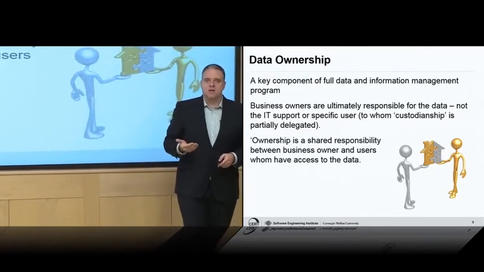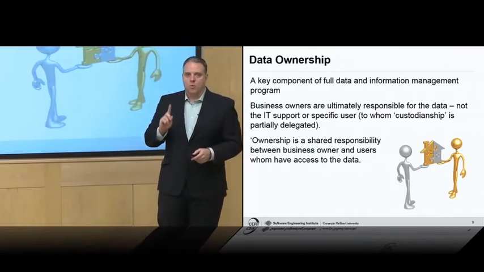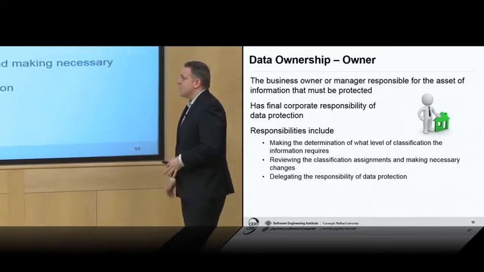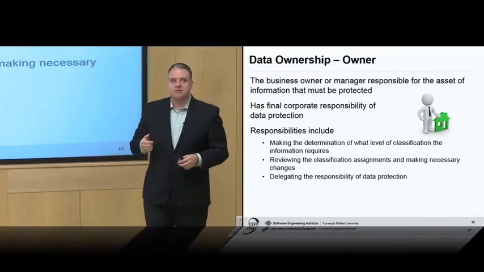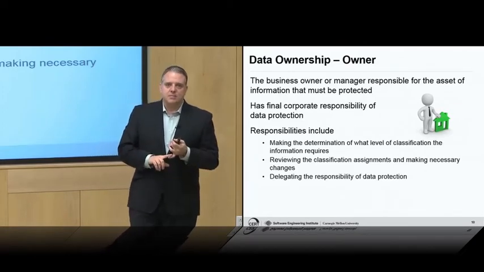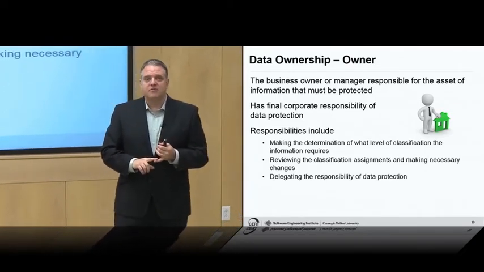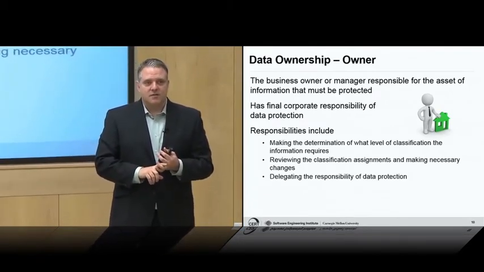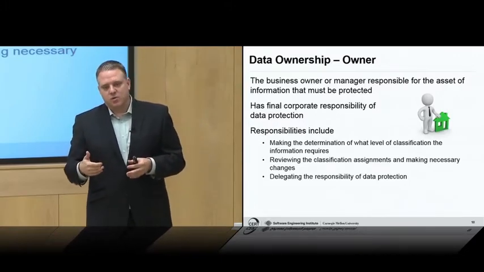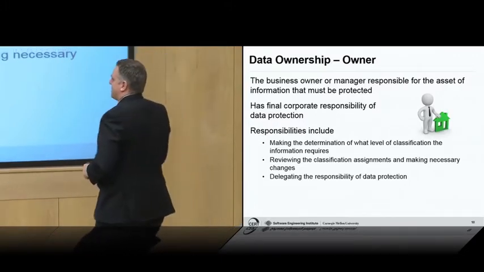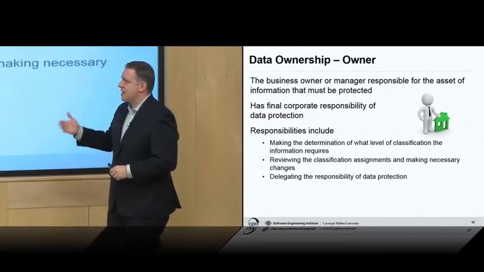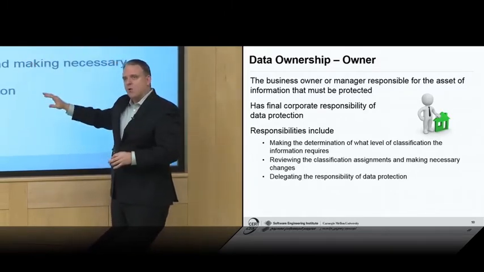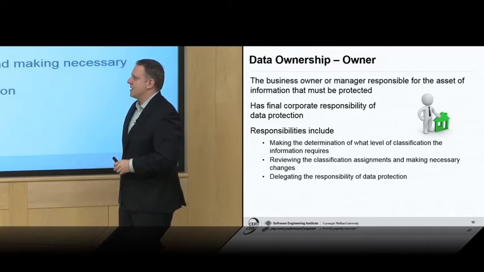And of course, everybody's responsible for the protection of that data, but again, one belly button for understanding what that data is, and that's the owner. So they essentially have final responsibility for data protection. They need to be able to define what the classification levels are of the information. They're responsible for marking that information as it gets created. They review that classification assignment as time goes by, and they make sure: is this information still top secret? Or is it now just unclassified information?